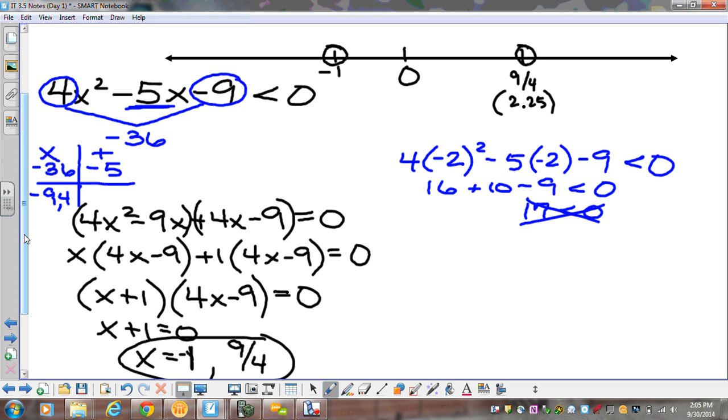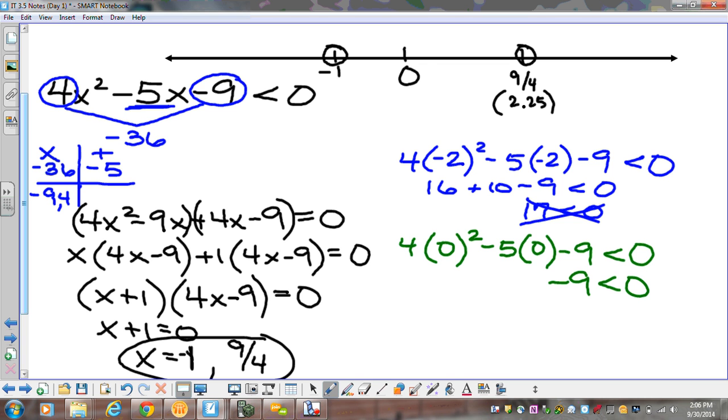Next, plug in a middle point. 0. So if I plug in a 0, what do I get? Is negative 9 less than 0? Yes, it is. So I'm going to shade there.